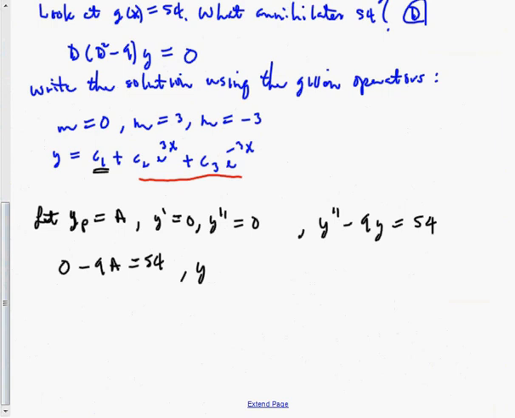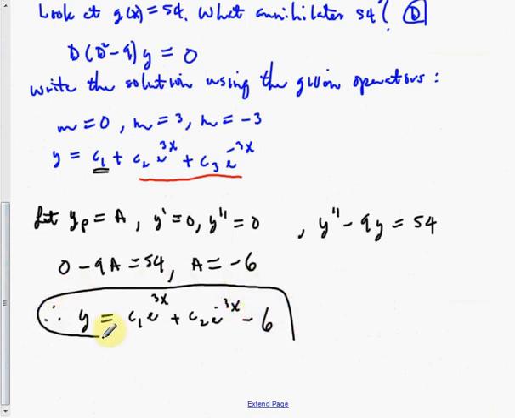So a is negative 6. This negative 6 just replaces the c sub 1. So my solution is y equal to, you can write it in the beginning or at the end, it doesn't matter. If you write it at the end, we just change these coefficient subscripts. C sub 1 times e to the 3x plus c sub 2 times e to the negative 3x minus 6.